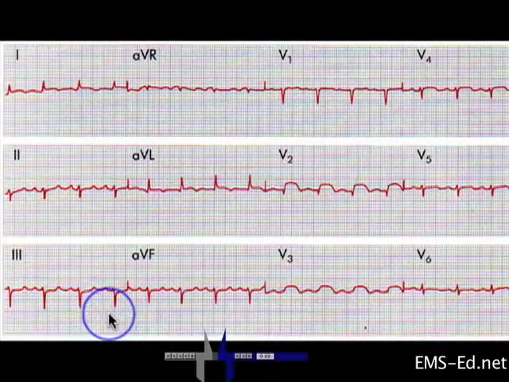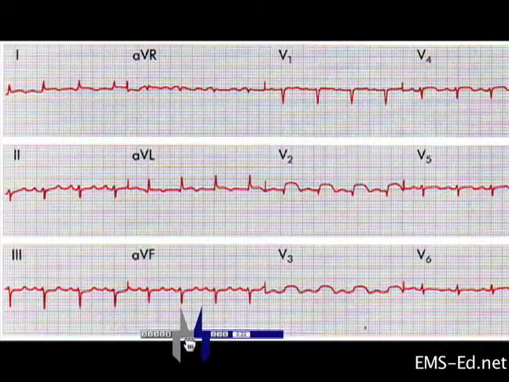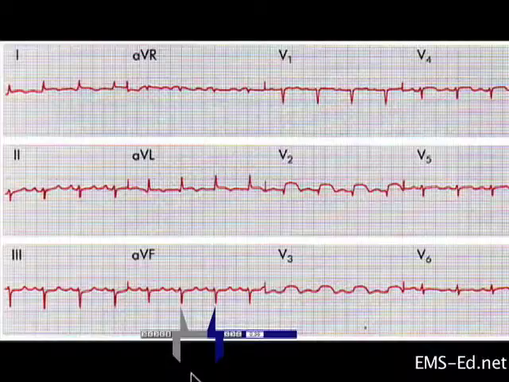It's just a bit beyond, or slower than, 3 big boxes. So we have a rate just under 100. This is derived from dividing 300 by 3 big boxes. The rate looks to be regular. The R to R interval is consistent throughout the EKG.